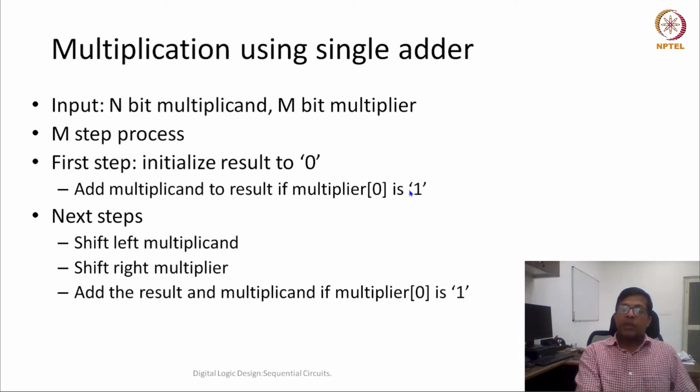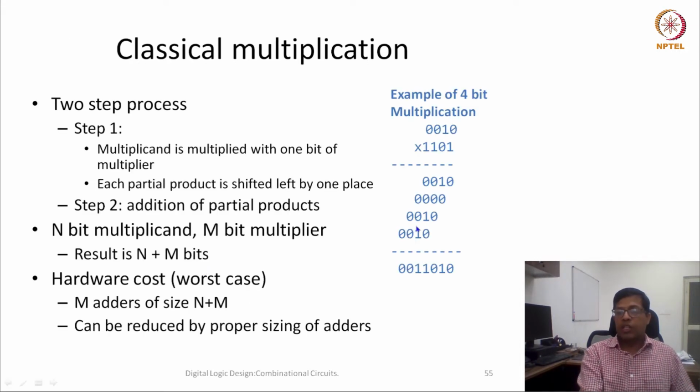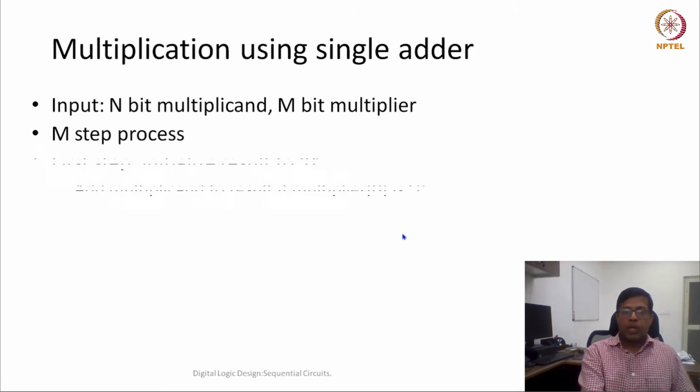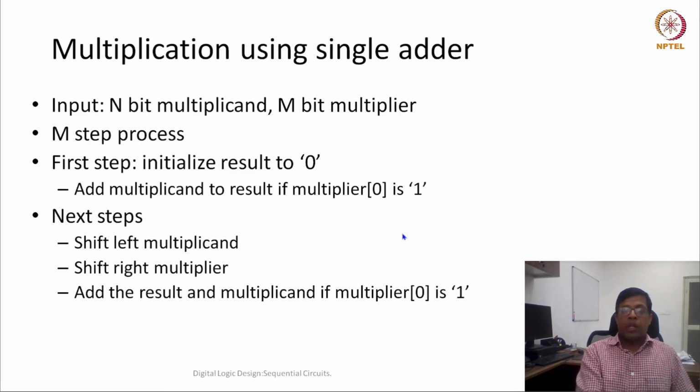So this way, in any ith step, we are looking at the ith bit of the multiplier, and by shifting the multiplicand right, every time we are shifting it by right means we are doing this operation. So we are shifting all of this multiplicand in the right direction. Okay, so these are the two operations which we are always doing.